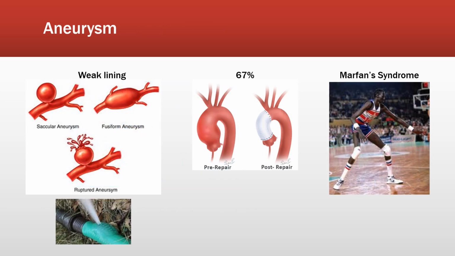Aneurysms, ballooning of the arterial wall, usually in the aorta, that results from weakness or defect in the wall, normally caused by chronic hypertension. Types of aneurysms are atherosclerotic, dissecting aortic aneurysms, and 67% of those happen in the ascending aorta. Infections can cause aneurysms like syphilis. They can be traumatic aortic dissections or a congenital disease called Marfan syndrome, where they're super tall and super skinny and have weak artery walls.